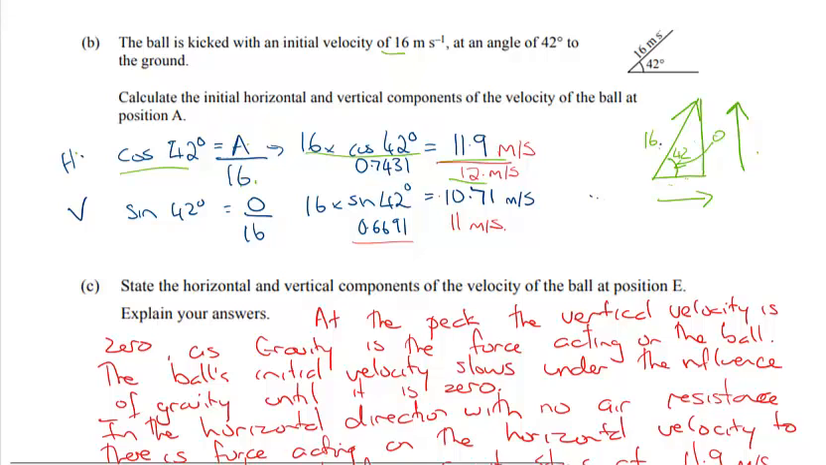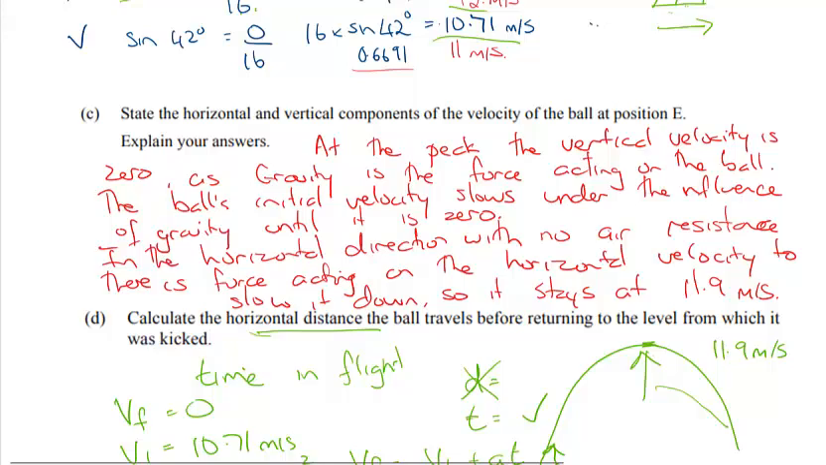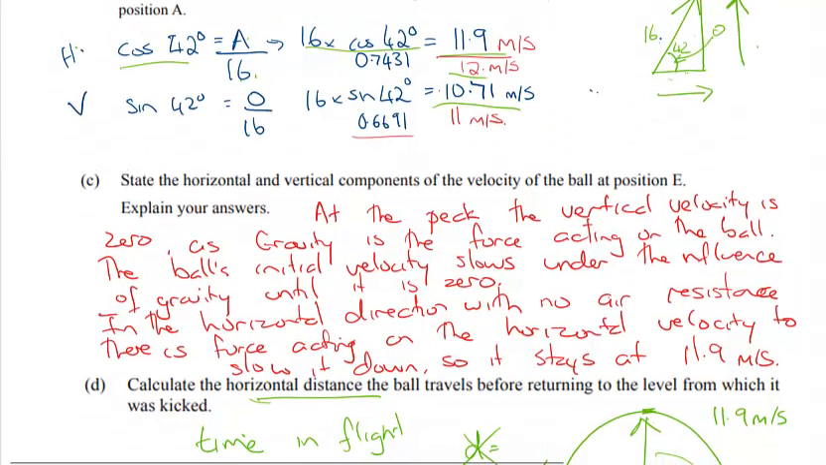So it's going to be sine 42 is opposite over hypotenuse. So it's going to be 16 times sine 42, and I get 10.71. So those velocities are fairly close, which you'd kind of expect, because that's getting close to 45 degrees. We would expect these numbers to pretty much be the same. Okay. Anyway, so that's horizontal and vertical components.